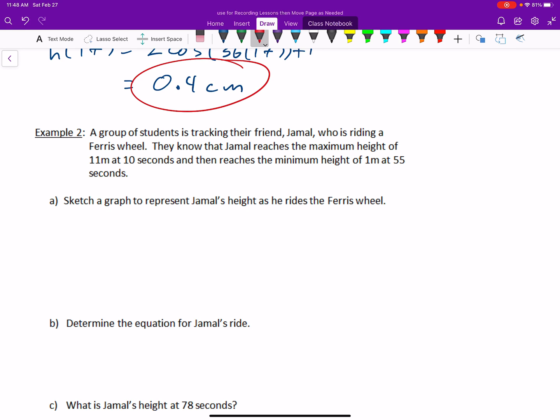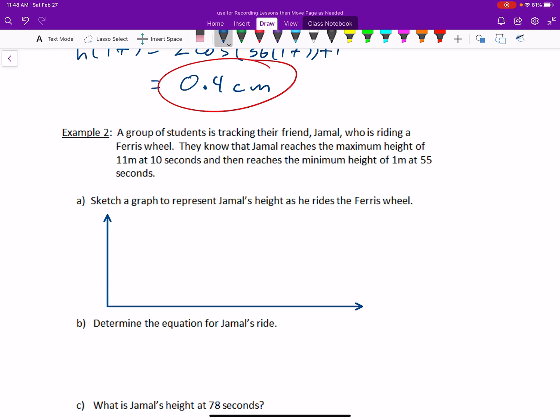All right, so let's see. Let's draw a sketch like this. All right, so I'll just put my own markings on here. We know that the maximum height is 11 meters. So I'll just say that that's 11 here. And it occurs at 10 seconds. So I will arbitrarily say that this is 10 seconds here.